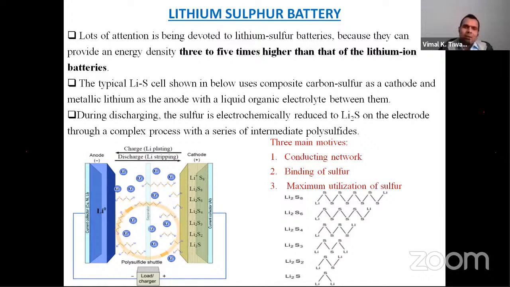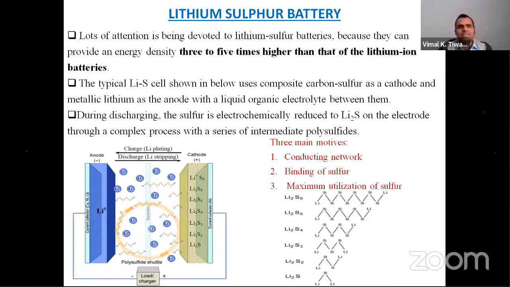So we need to search, or we are working on how we can bind the sulfur together. Another is the maximum utilization of sulfur. To get the maximum energy density during discharging or charging, maximum sulfur should react. Another challenge is that the cathode should be porous. If it is porous, conducting, and binding is good, then it will show better lithium sulfur performance.